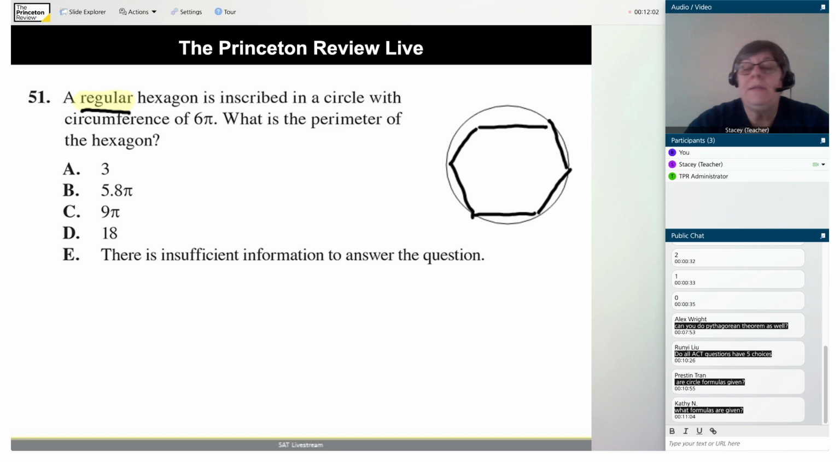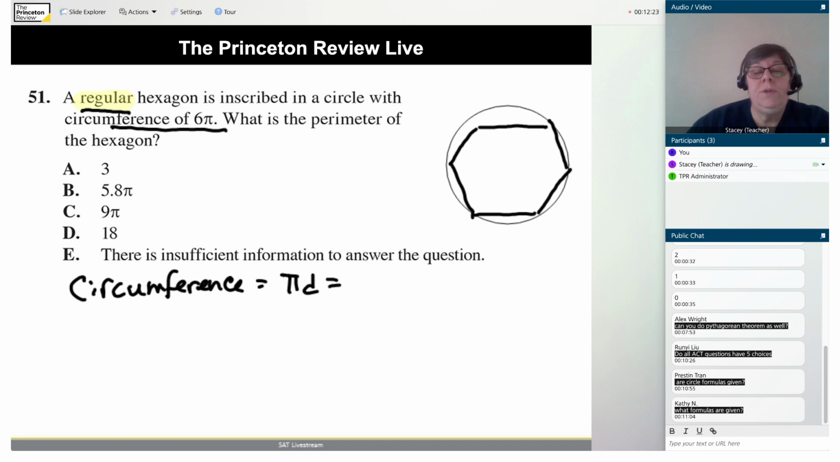So here for the ACT, Preston, I would not have circular formulas. I would have to know that since you told me the circumference is 6 pi, I would have to say, oh, okay, circumference is equal to either pi times diameter or 2 pi times my radius. And if that's equal to 6 pi, then I know my radius has to be 3. And if I know my radius is 3, I can come in here and draw myself some radii. And I know that all of those radii are length 3.